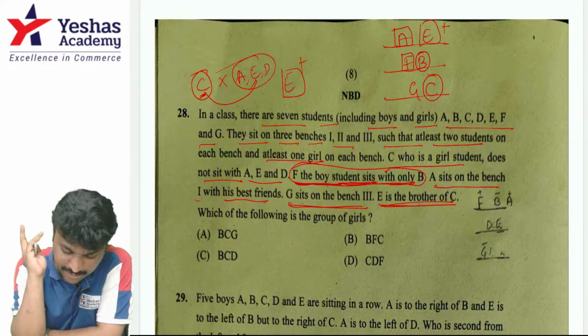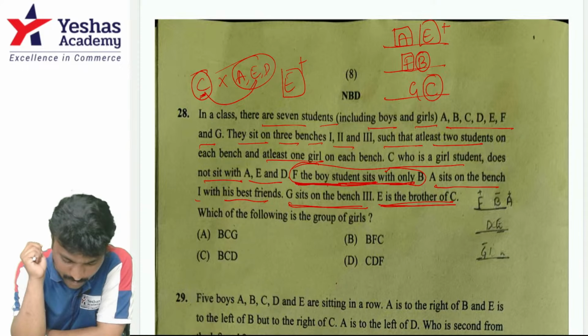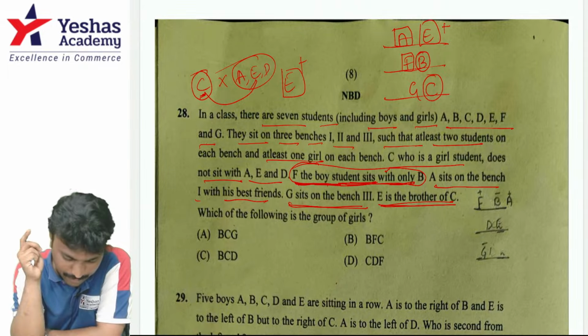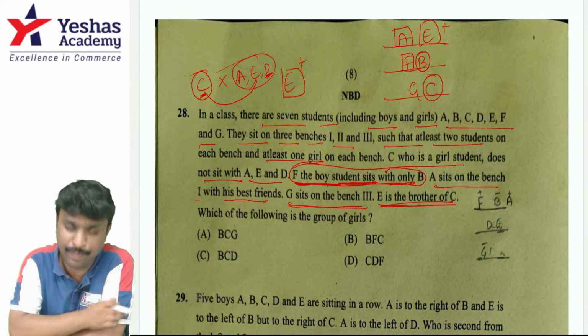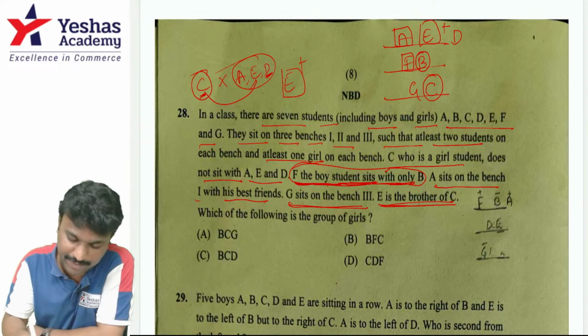Now, A sits with two friends. Who are those two friends? E is one of the students, and who has to be placed in one of the benches? That means D. So D cannot be placed in the third bench. Why? Because C cannot sit with D. So D has to be placed in the first bench.